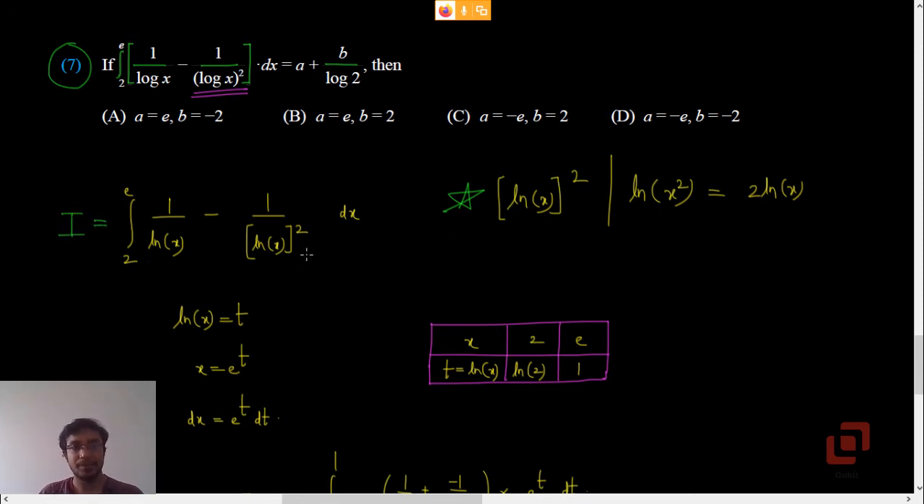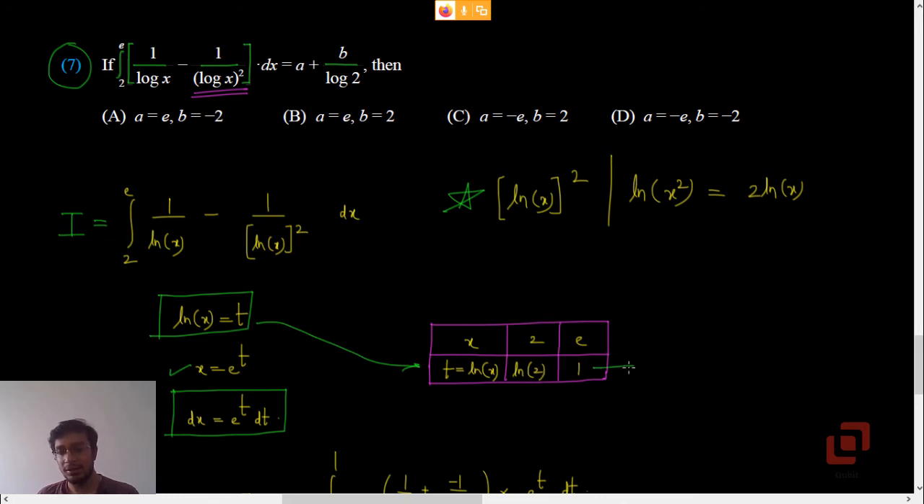Given integral is I. Here I have straight away made the substitution log of x equal to t. So if log of x is t, then x must be e raised to t. We have already talked about this in one of our previous problems, that log and exponential are inverse functions of each other. So dx is now e to the power t dt. Then comes the question on limits. The limits on x are 2 and e. T is log of x, so when x is 2, t will be log 2. When x is e, t will be log of e or 1. So the limits are log of 2 and 1.